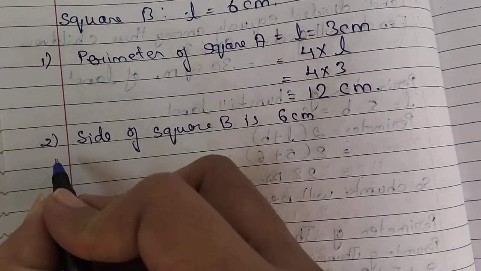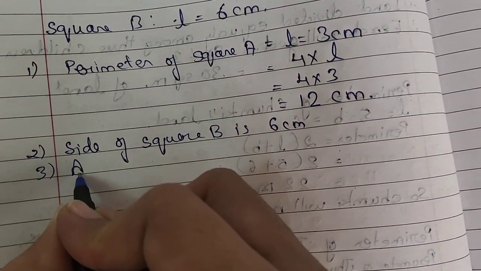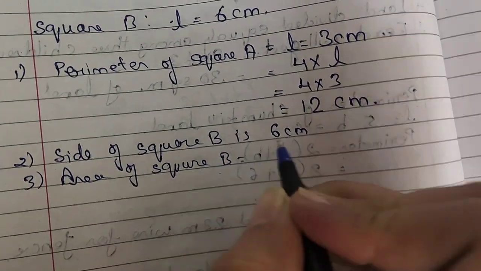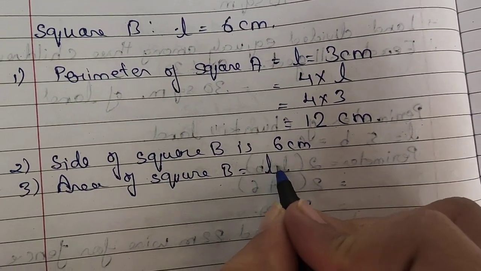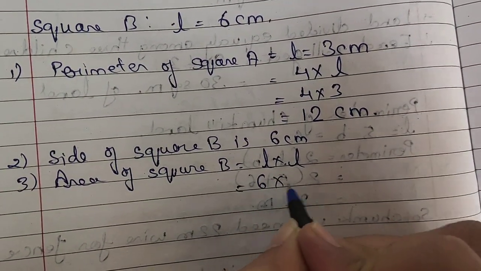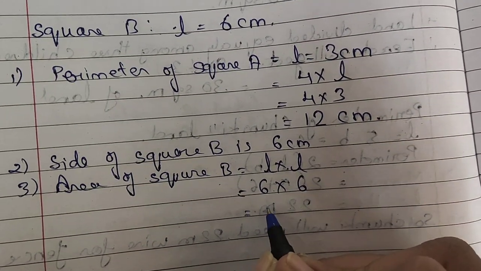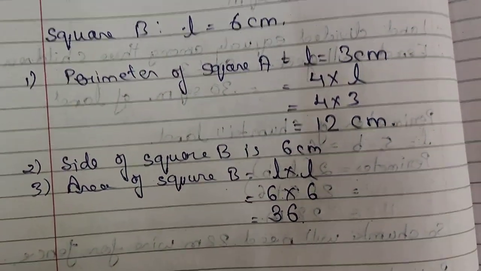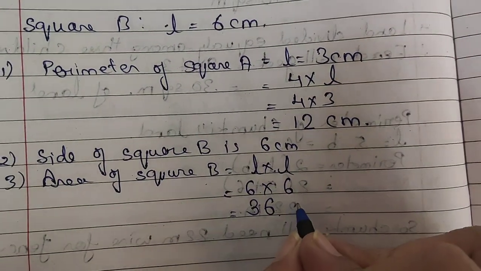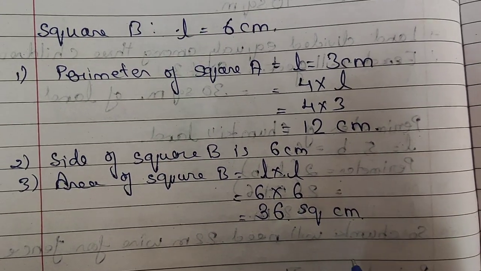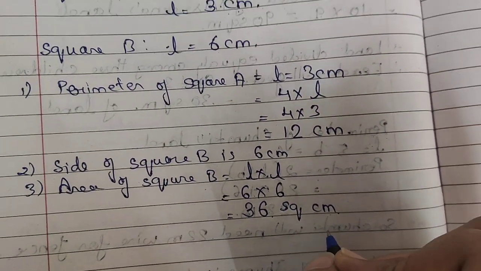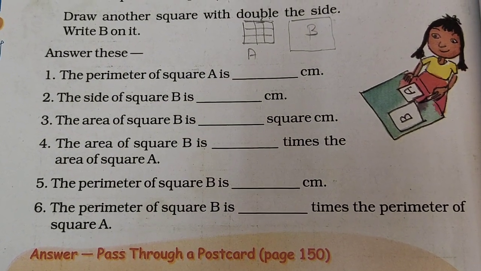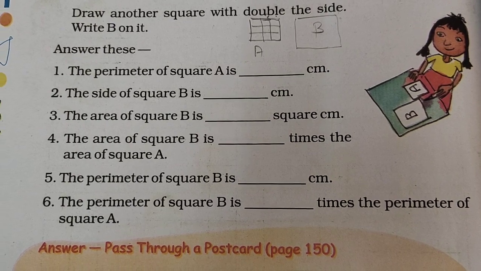Now we are supposed to find out the area. Area is equal to L into L. 6 multiplied by 6 is equal to 36. How much are 6 6s? 36. So 36 square centimeter. Okay. Now next, the area of square B is dash times the area of square A.